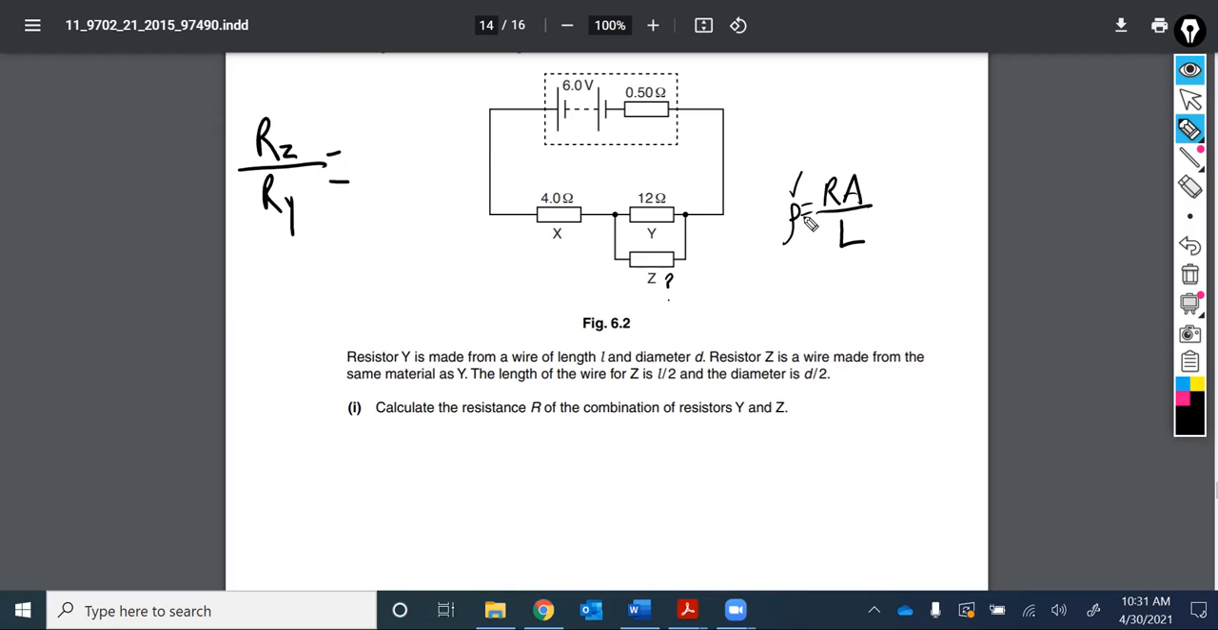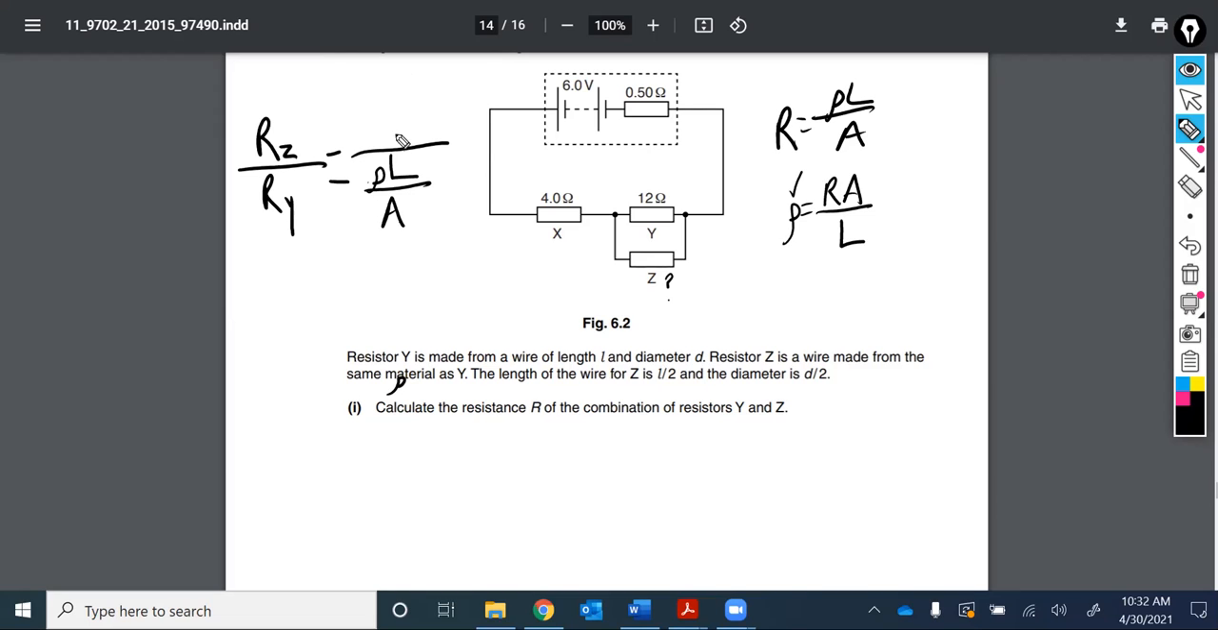So if rho equals RA over L, then R equals rho L over A. So this is what R is equal to: the resistivity times the length divided by the area. And so for Y, I can just leave all those letters the same. We'll just say it's made from the same material with resistivity rho. The length is L. The area A from this diameter D is just capital A.